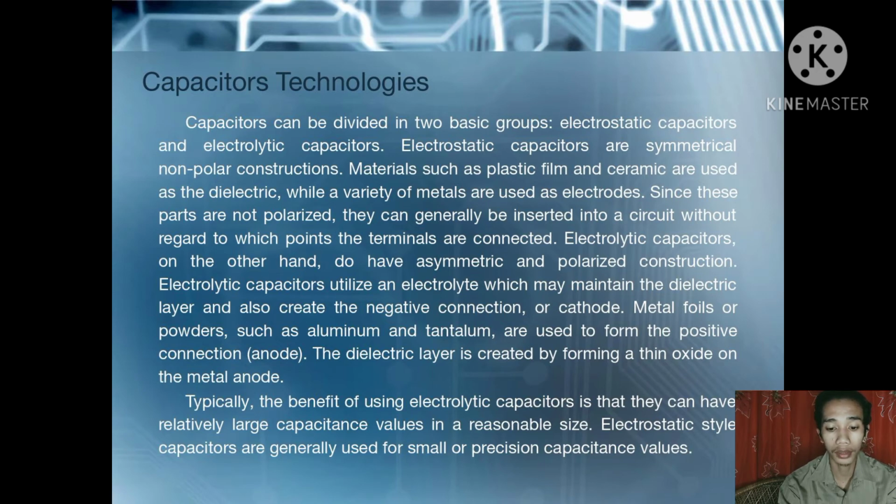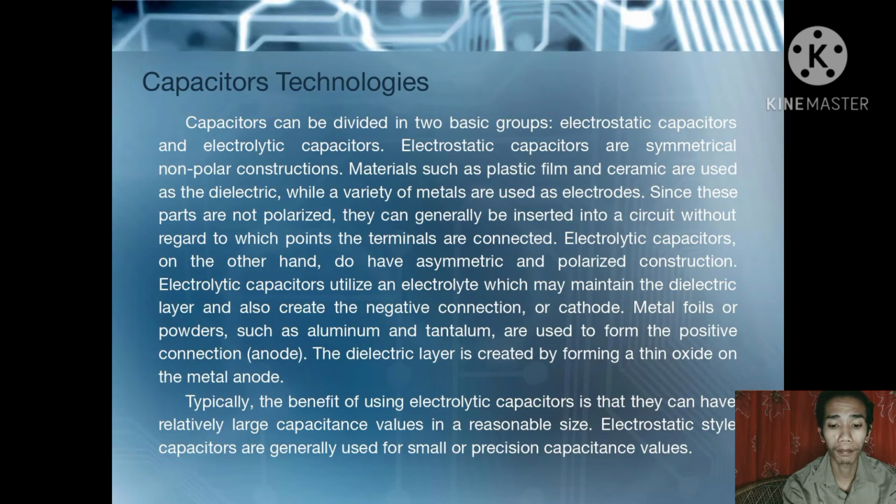Since these parts are not polarized, they can generally be inserted into a circuit without regard to which points the terminals are connected to. The electrolytic capacitors, on the other hand, have asymmetric and polarized constructions. Electrolytic capacitors utilize an electrolyte which may maintain the dielectric layer and also create the negative connection, or cathode.